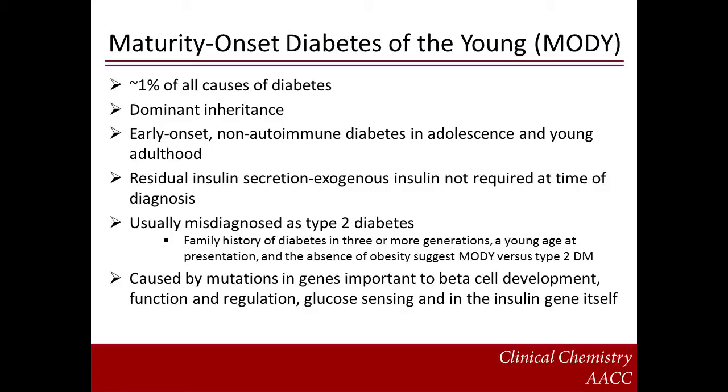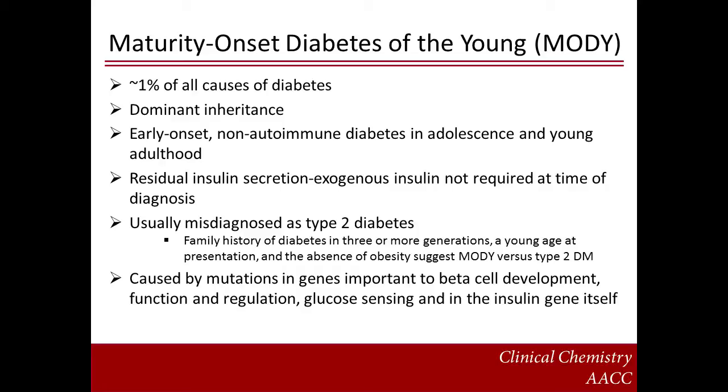The most prevalent monogenic diabetes phenotype, accounting for approximately 1% of all causes of diabetes, is maturity-onset diabetes of the young, or MODY. MODY is characterized by dominant inheritance of early-onset non-autoimmune diabetes that occurs in adolescence and young adulthood. However, a residual insulin secretion might be still maintained for some years after diagnosis, and exogenous insulin is generally not required at the time of diagnosis.